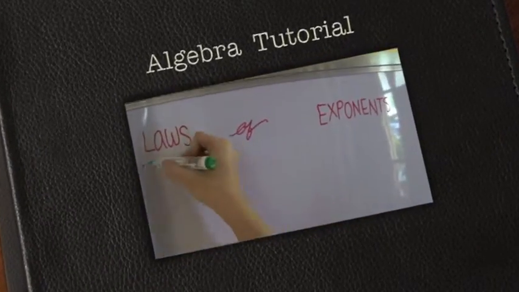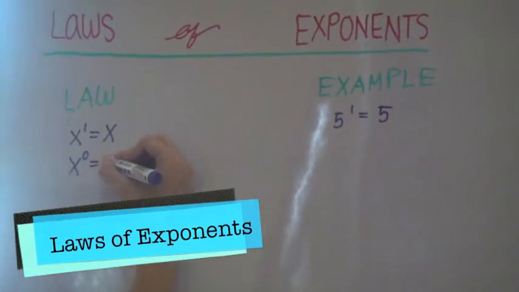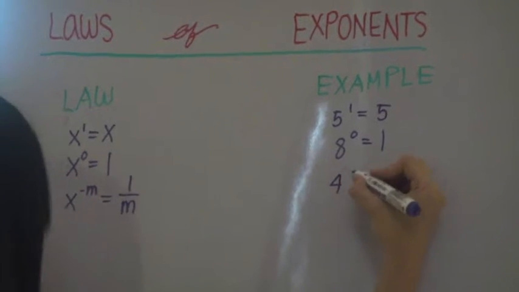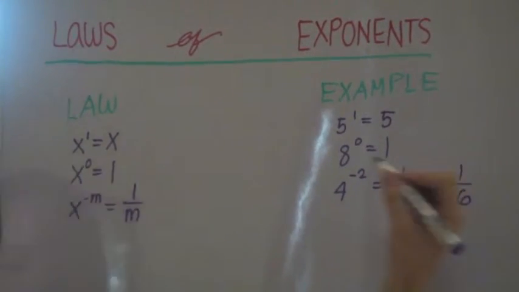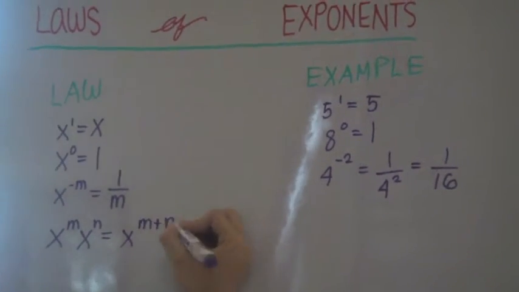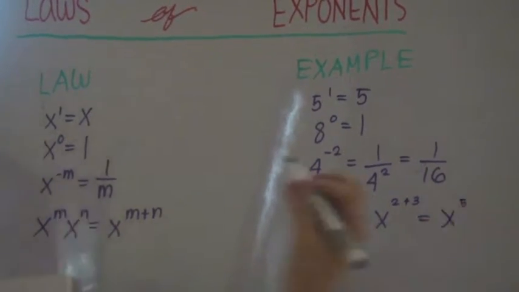Let's first recall the laws of exponents. If you have an expression raised to 1, then it's equal to the same expression. Any expression raised to 0 is equal to 1. If you have a negative exponent, rewrite the expression as a fraction with the numerator of 1 and the denominator with a positive exponent. If you have like terms, add the exponents.